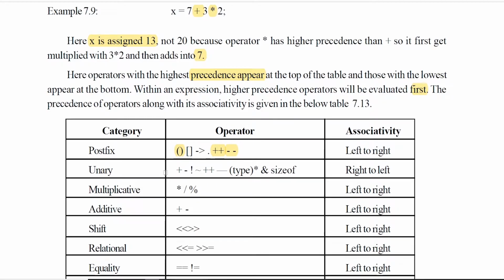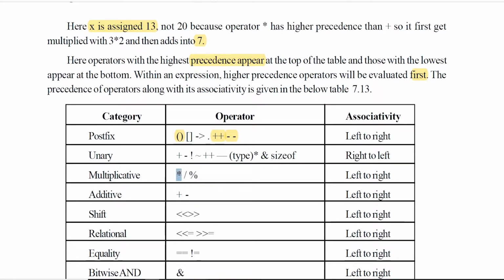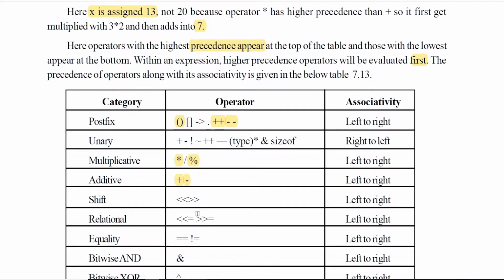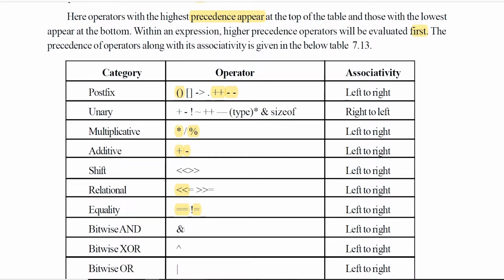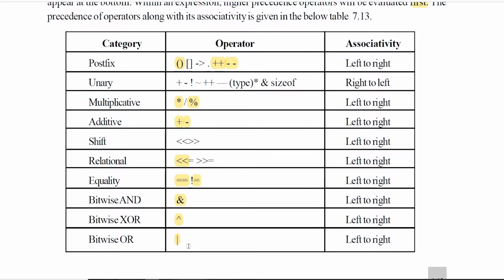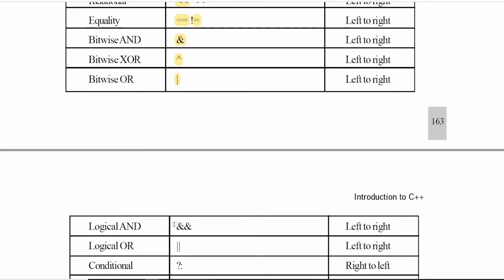Then we have the precedence for unary operators. Then we have multiplication, like star, slash, and the arithmetic operators. Then addition and subtraction. Then right shift and left shift operators. Then relational operators. Then equality and not equal. Then bitwise AND, bitwise XOR, and bitwise OR operators. This is the precedence of operators. We learn all those things.